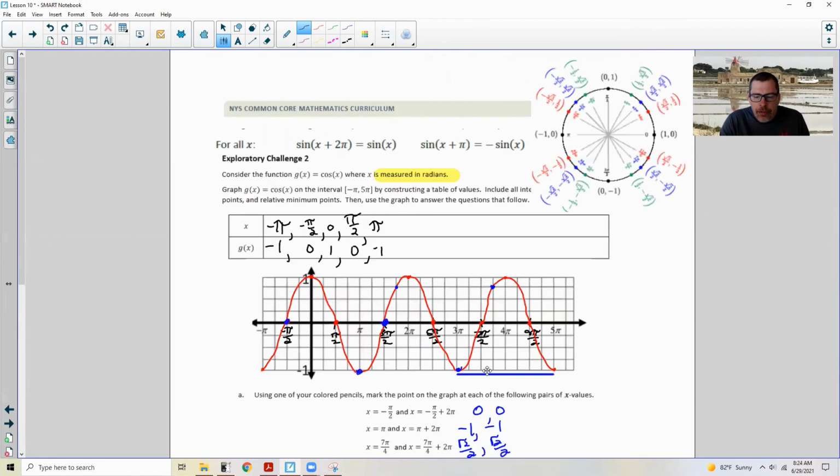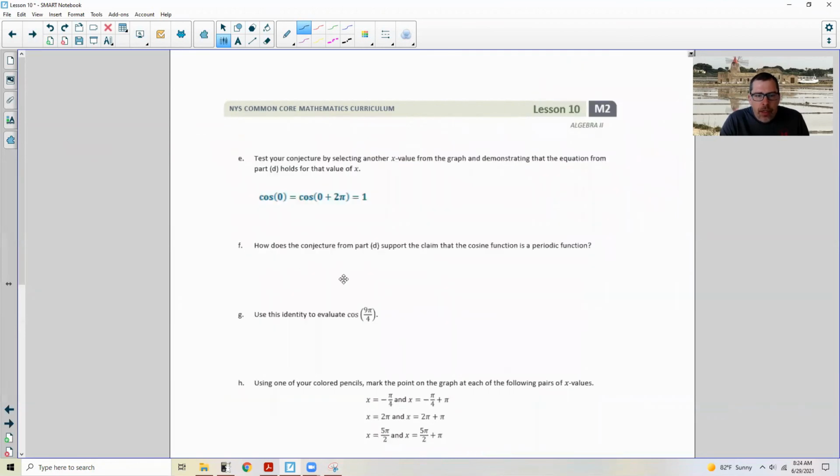So if I go back to my graph, the cosine of 0 is definitely 1. That is right here. And the cosine of 0 plus 2 pi is 2 pi. And the cosine of 2 pi is, again, 1. So that is true.